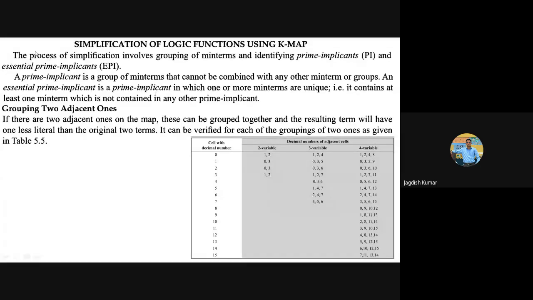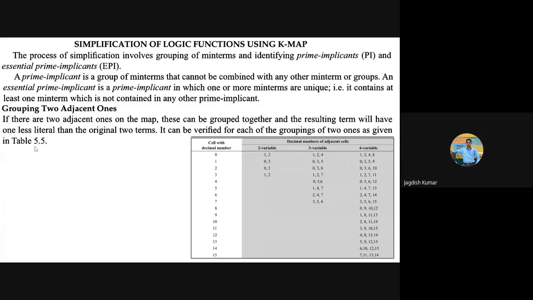So, but basically what we do in K-map, we try to locate ones which are neighbors of each other. For example, let us see this table, and I will explain what is the meaning of this table. Let's look at the K-map for a two-variable system. This is how the K-map for a two-variable system is going to look. So grouping two adjacent ones, that's the meaning here.